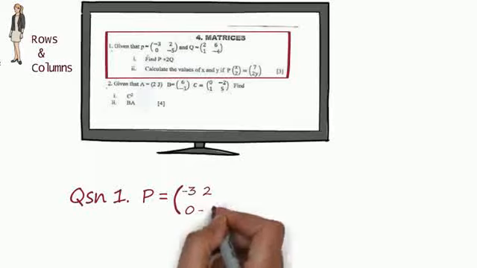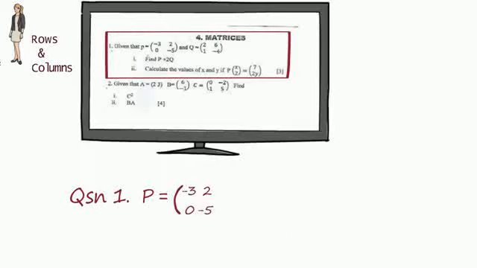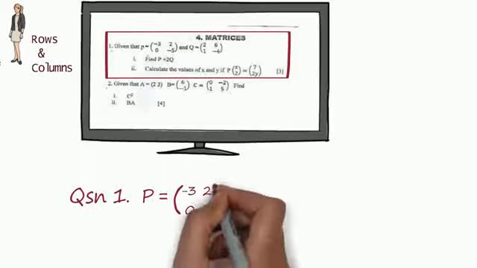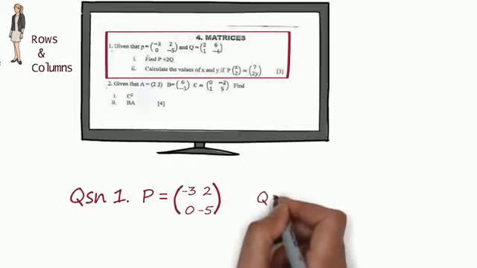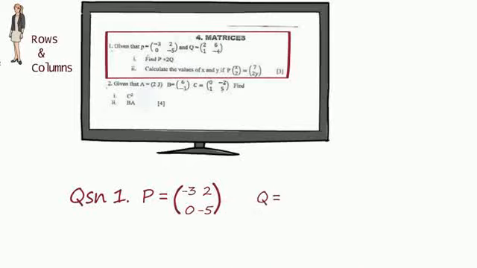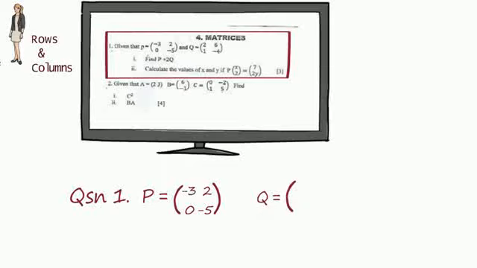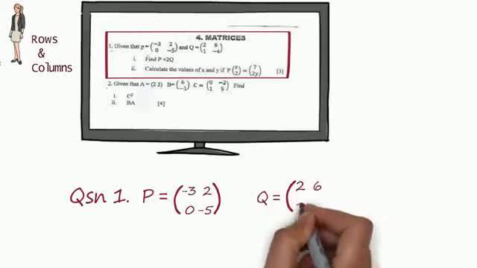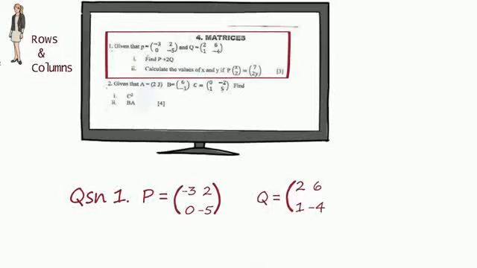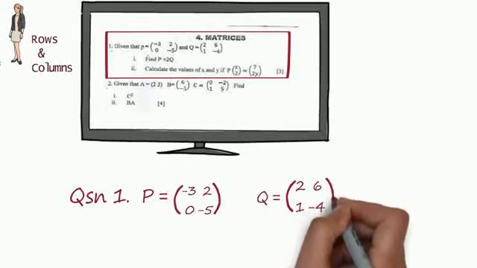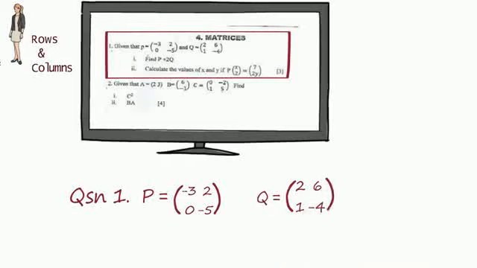And question 1 is saying P is the matrix minus 3, 2, 0, and minus 5. And you can see that's a 2 by 2 if you look at row by column. That's a 2 by 2. And then we have Q. Q there is 2, 6, 1, minus 4. And again, that's a 2 by 2. So we can add these 2 matrices or subtract them because they are the same.